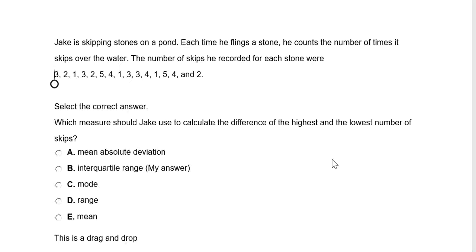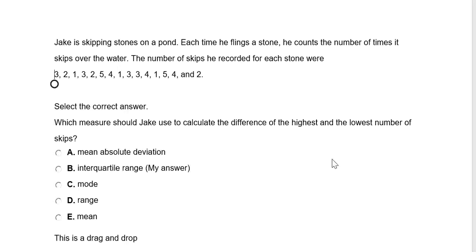So in this similar way, we would find the range by calculating the difference of the highest and the lowest number of skips. So the range in this question would be the highest number, 5, minus the lowest number, 1. The range would be 4. So that is the range that we're considering.